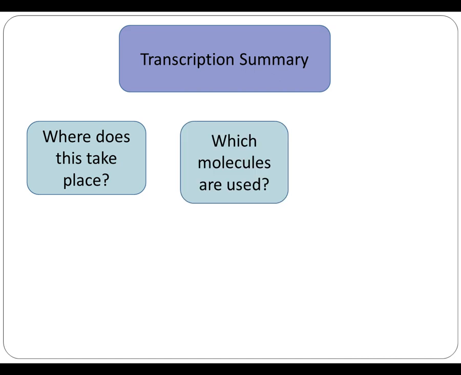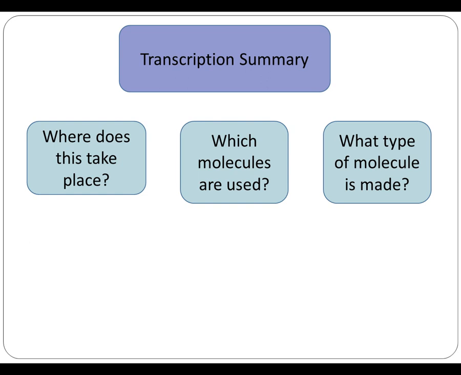Which molecules are utilized? We definitely need DNA. We also need, it's not used per se, but it's definitely what? RNA is definitely made. Okay? So the whole point of transcription is to manufacture RNA. So let's go back. What else is used besides DNA to do this process? We also need an enzyme called RNA polymerase. Very good.